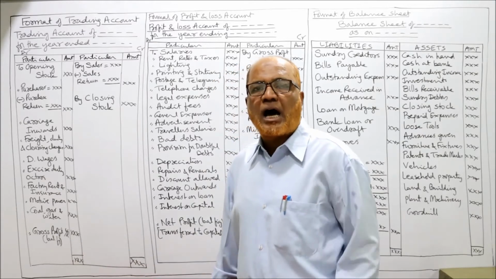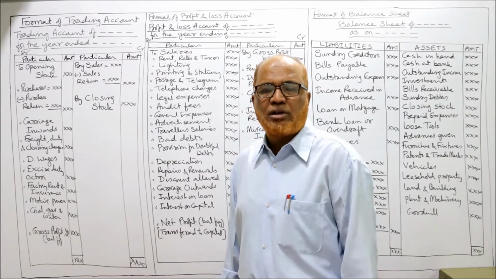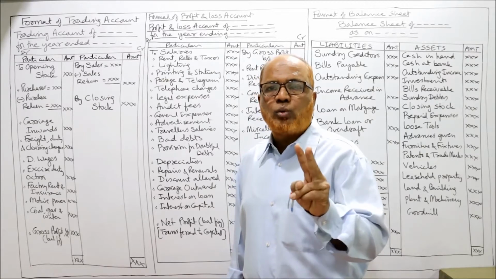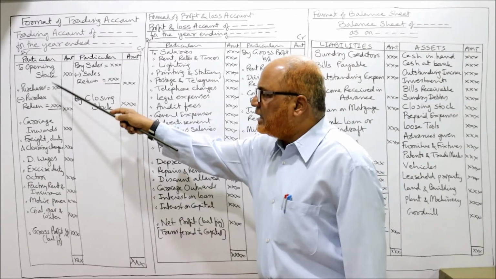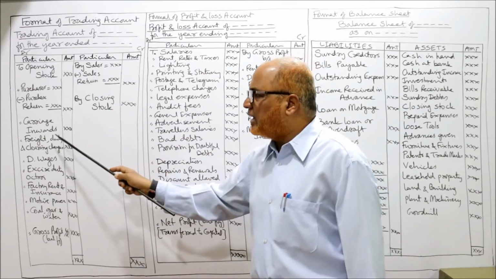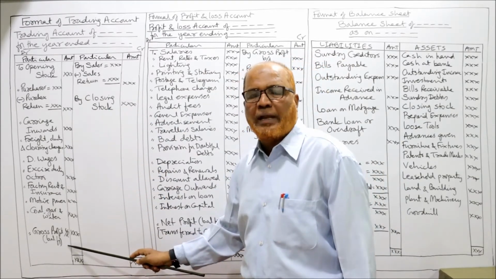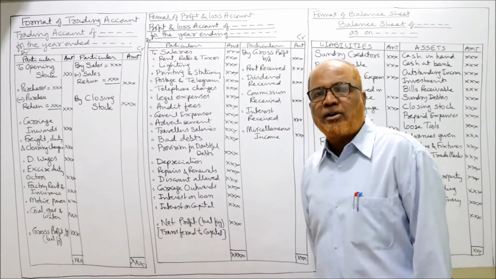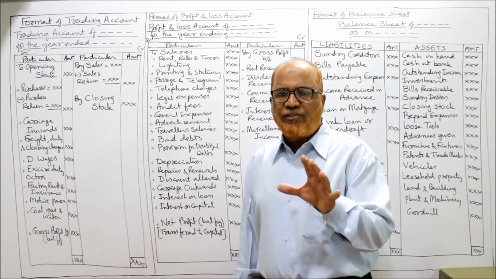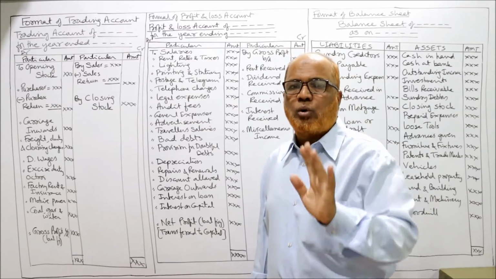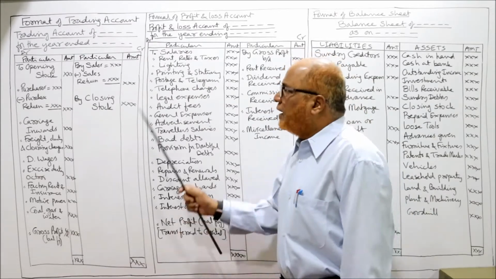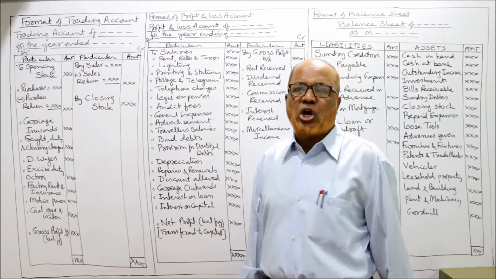So we got the answer of the trading account. We got a gross profit of 2 lakh rupees. How 2 lakh? Credit side 10 lakh, debit side 8 lakh. So 10 lakh minus 8 lakh, you get the balancing figure 2 lakh. That's all. This is the format of the trading account. If you watch with concentration, you will be able to understand, and while doing the problem you won't find any difficulty. Now I'm coming to the format of profit and loss account.